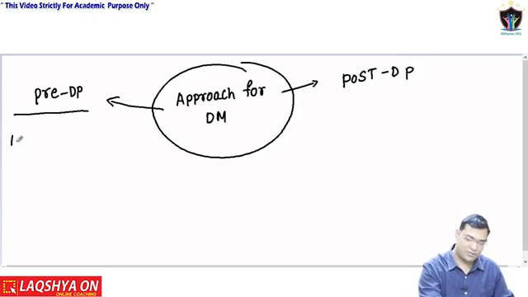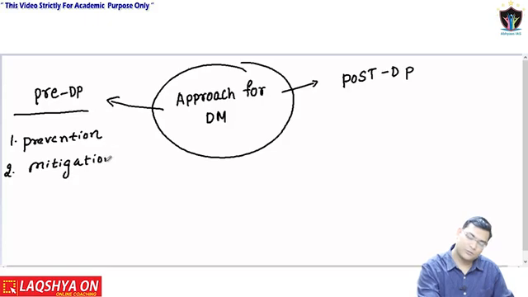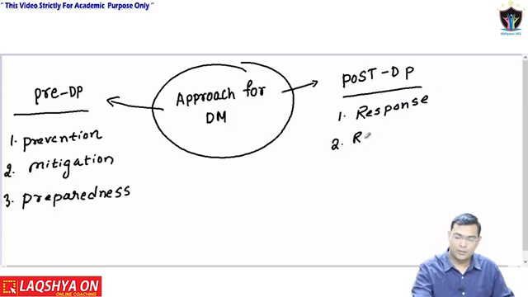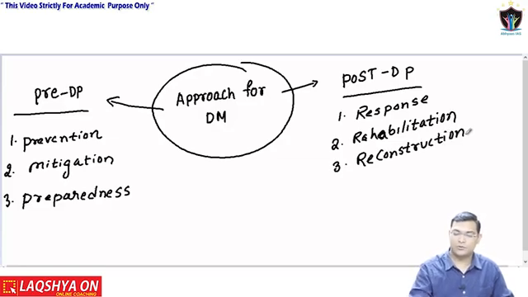The pre-disaster phase is first prevention, second mitigation, third preparedness. And in the post one, you have response, rehabilitation, third one, reconstruction. So this is about these things.